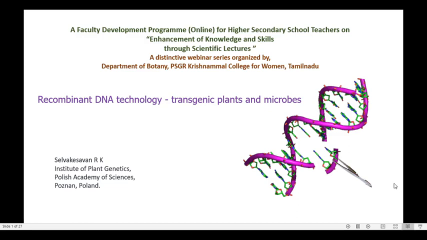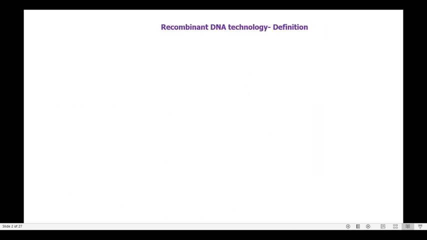So greetings to all. In this session, we will see about recombinant DNA technology to produce transgenic plants and microbes. So what is recombinant DNA? Recombinant DNA are combined DNA molecules of genetic material from different or multiple sources.